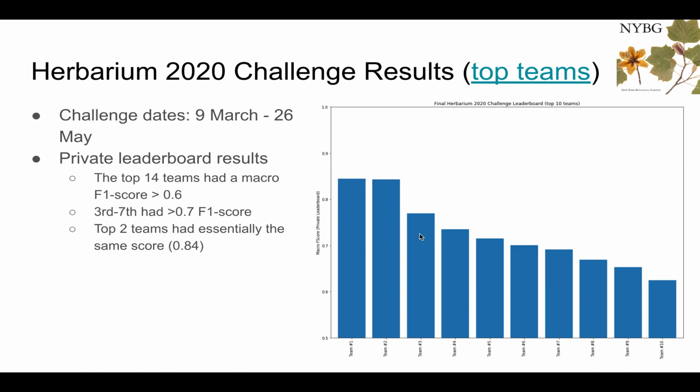Overall, we thought that the participants did an amazing job, with the top 14 teams having a macro F score of more than 0.6, the 3rd to 7th teams having an F1 score of more than 0.7, and the top 2 teams having essentially the same score of 0.84.